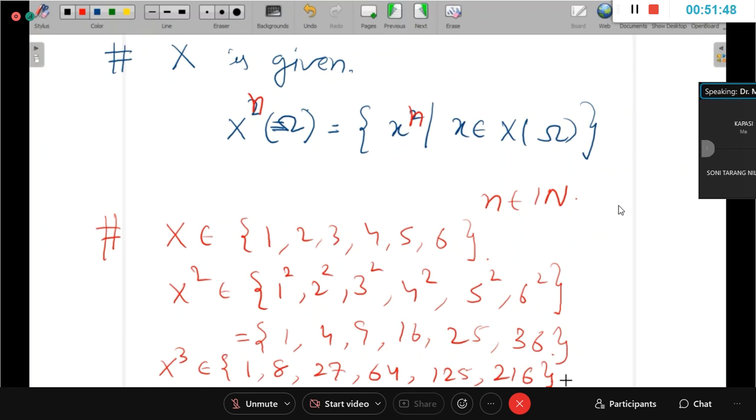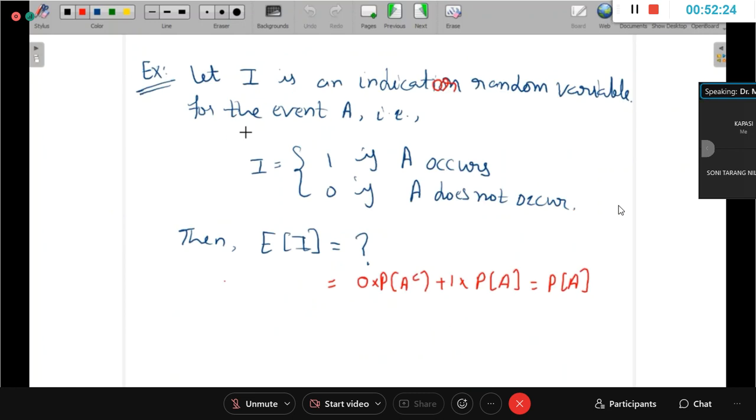So why I'm going through this is because if a given x and its associated probability values are given, I am able to identify the expectation of x. Now, can I relate this with the expectation of x to the power n or not? So this is what your goal is to define.